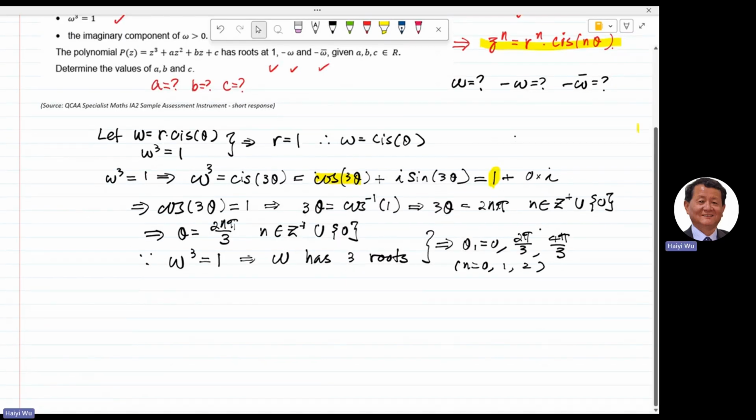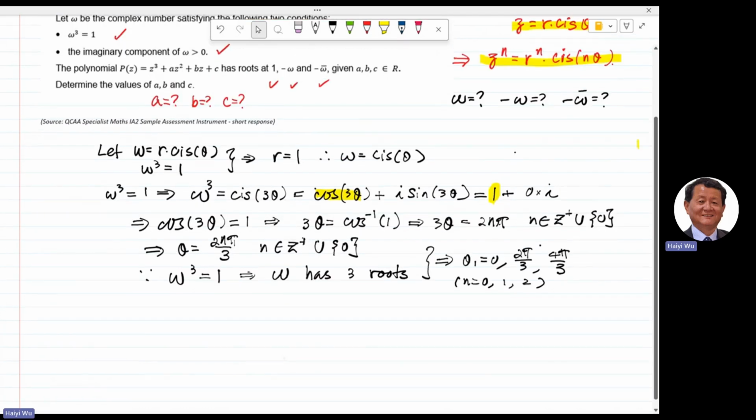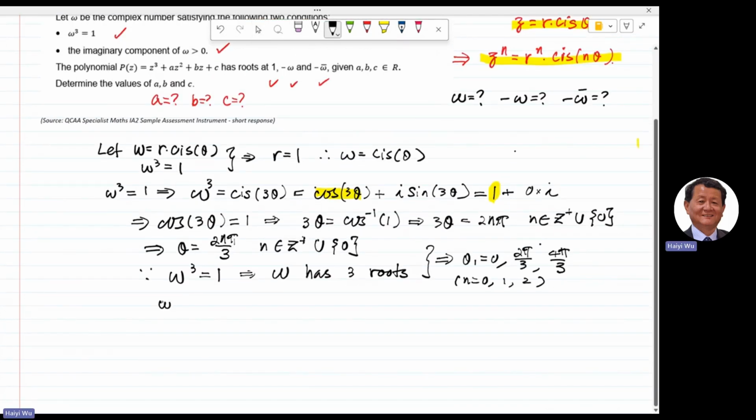Now we decide which one is true, because we have a condition: the imaginary component of omega must be positive.